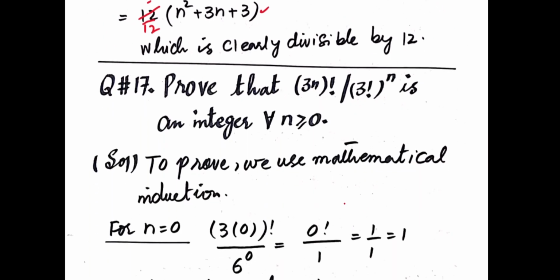Question number 17. In this question, we need to show that (3n) factorial over (3 factorial) whole power n is an integer. We have to show this fraction is an integer for all non-negative integers n greater than or equal to 0. To prove, we use mathematical induction.